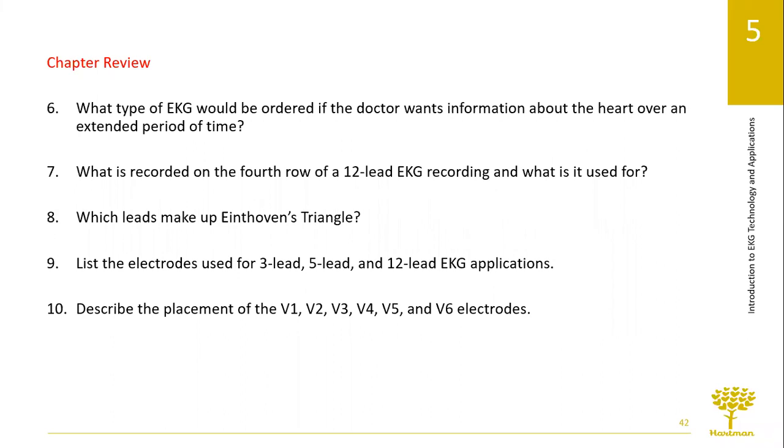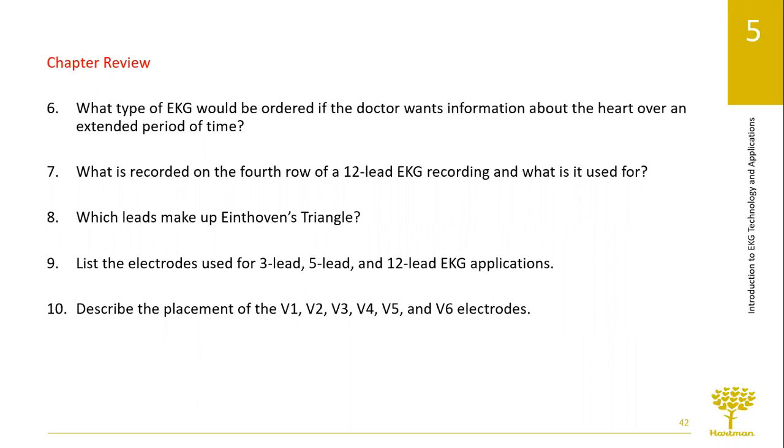List the electrodes for a 3 lead. 1, 2, and 3. A 5 lead would be when you add V1 and the right leg. And a 12 lead is when you add V2, 3, 4, 5, and 6.